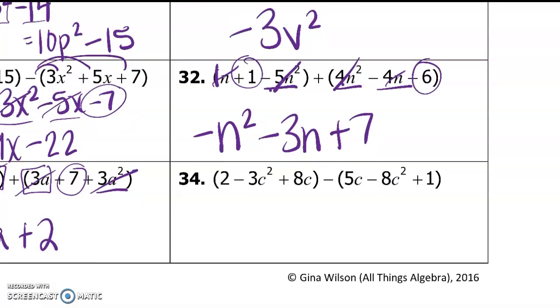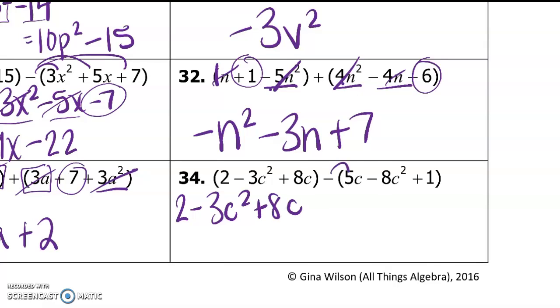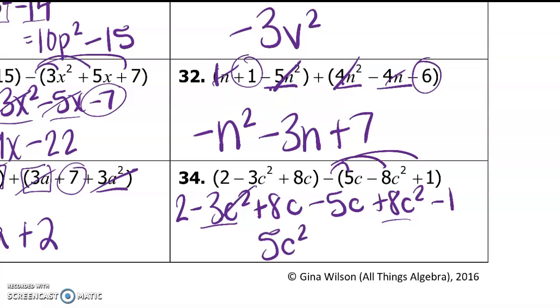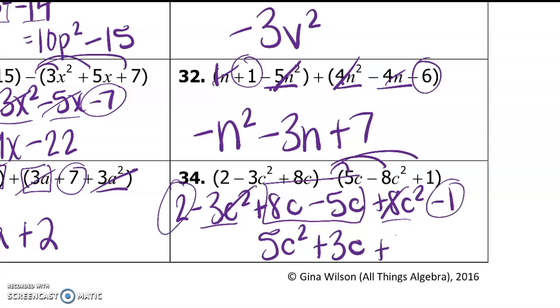And finally, 34 is subtraction, so I'm going to rewrite it. So rewrite your first one, distribute a negative, so minus 5c plus 8c squared minus 1. So we start with our c squareds. Negative 3 plus 8 would give me 5c squared. And then we have 8 minus 5 plus 3c. 2 minus 1 would be plus 1.